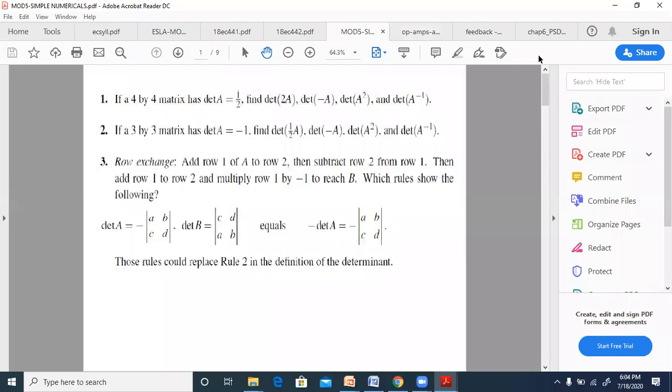Okay, so we are trying to do here some simple numericals of module 5, which corresponds to the determinants. Okay, we'll go through that. So first what we have is, if a 4 by 4 matrix has determinant A equal to half, find determinant of 2A, determinant of minus A, determinant of A square, and determinant of A inverse.